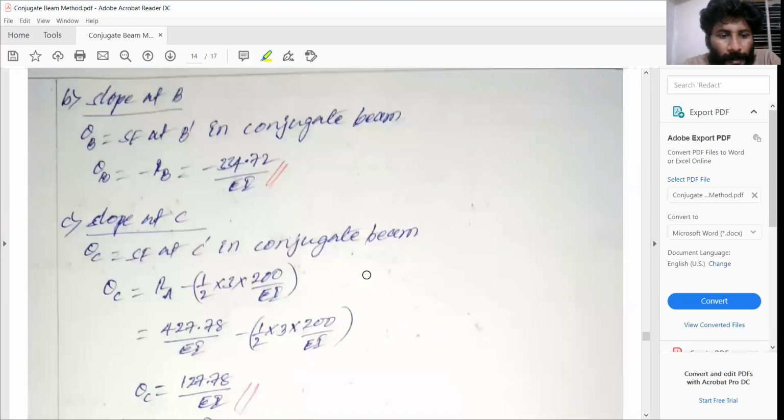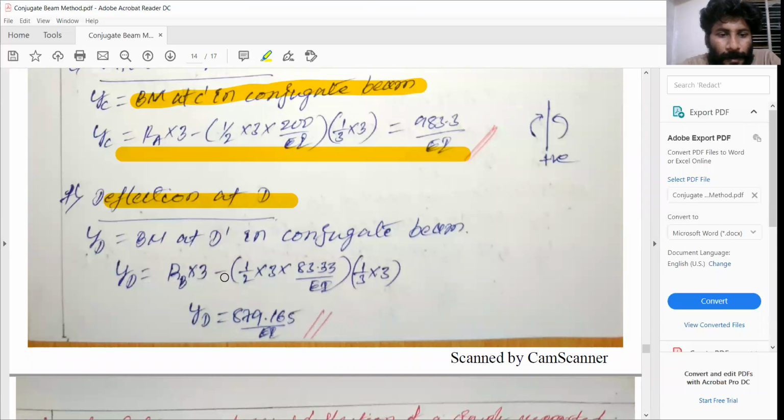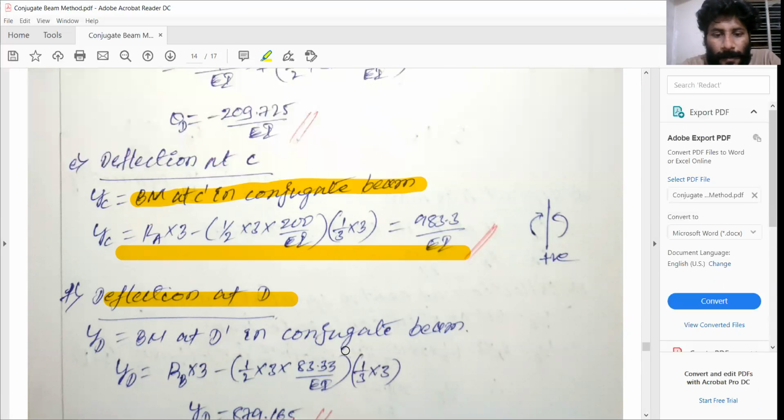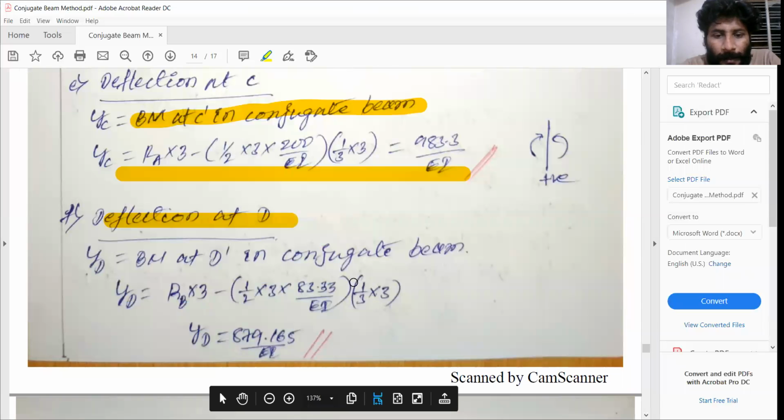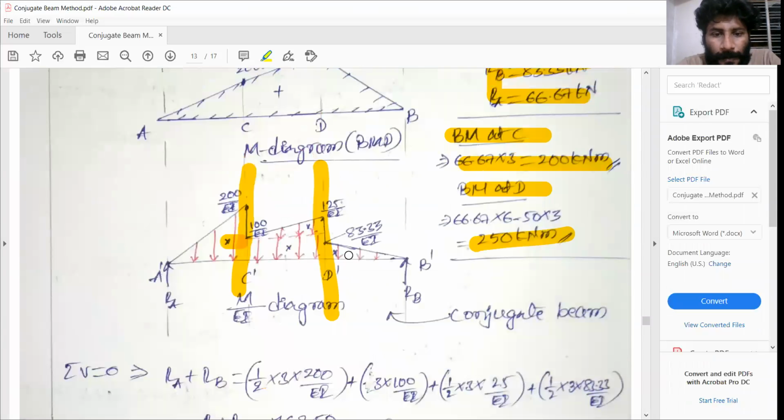This is anti-clockwise positive and clockwise negative. 1 by 2 into 3 into minus 83.33 divided by EI. So you can see this here: RB into 3 minus 1 by 2 into 3 into 83.33 divided by EI, into whatever the distance is between the centroid of the triangle and the section D. That will be the YD value. The centroid distance, from here to here, is written here: 1 by 3 times 3.